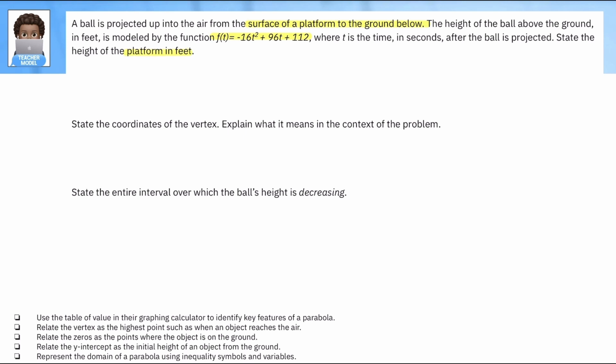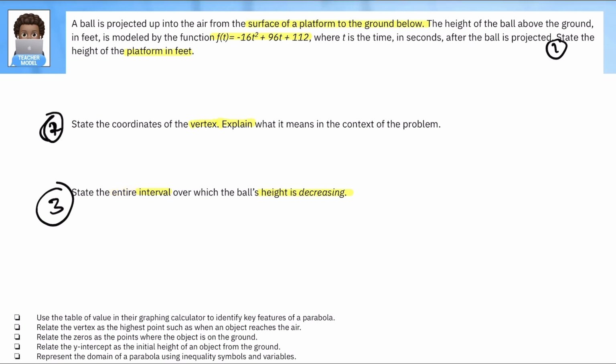So that's the first thing they're asking us to do. What is the height of the platform? Then 2, we're going to state the coordinates of the vertex, and we have to explain what it means. And then finally, state the entire interval for which the ball's height is decreasing. All right, open up those graphing calculators, hit pause, and jot this down onto your notes, and we'll go over answers in the spoiler reveal.